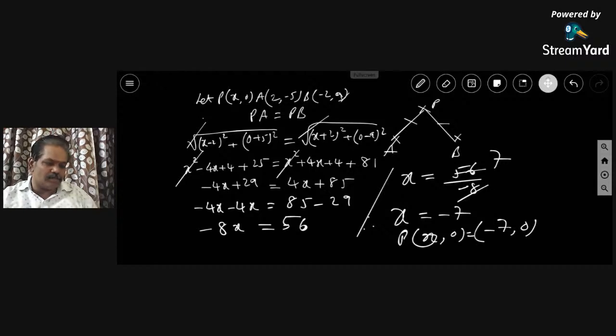Yes, this is SSC board sums, but the concepts are the same whether it is CBSE or SSC. So moving to the next sum from this chapter.